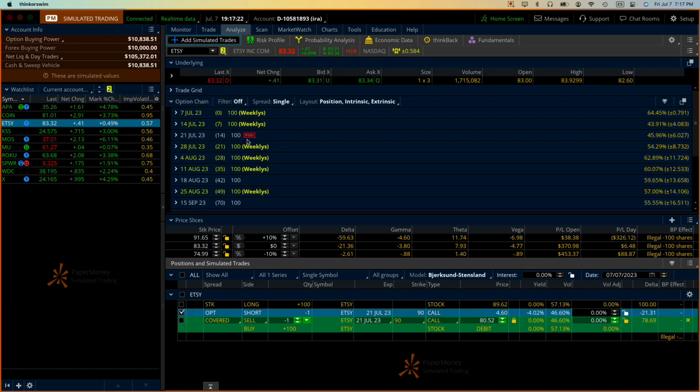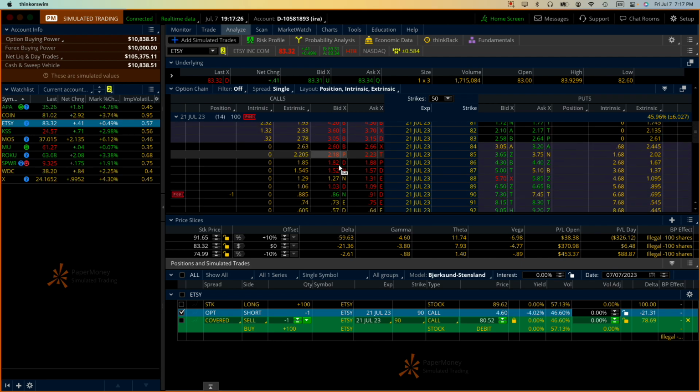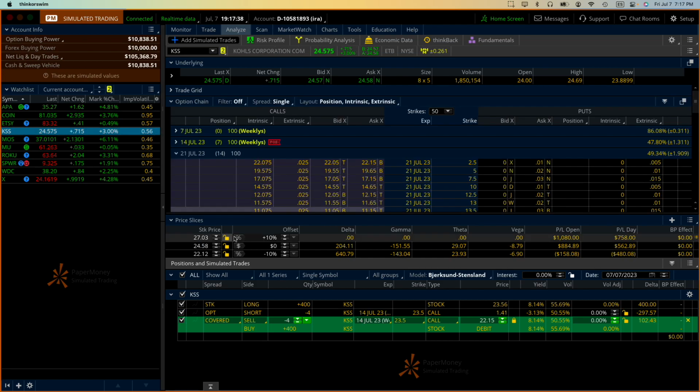Look at the option that you have shorted, and what is the extrinsic value of it? 88 cents. When this approaches zero, you can roll it down. Still plenty of value there to expire, so I'm going to leave it alone. Let's move on to KSS.